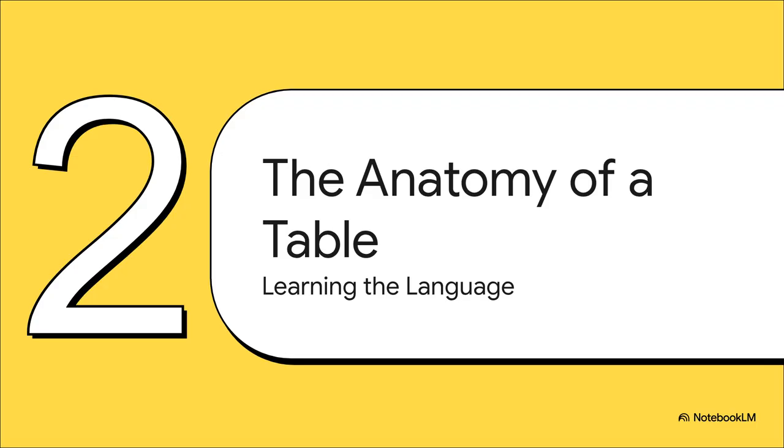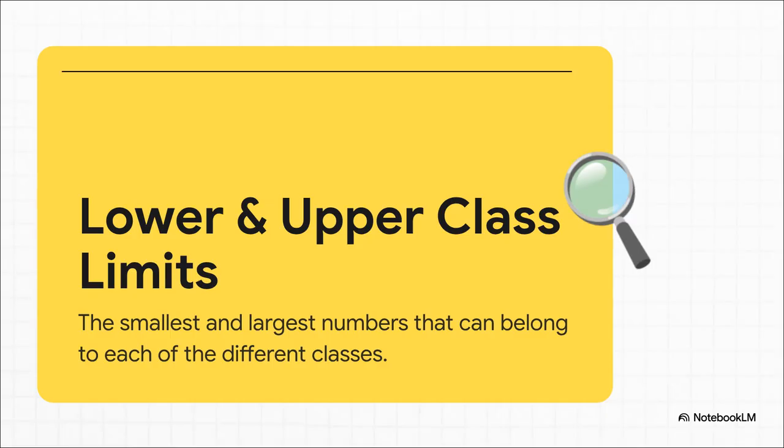Okay, so before we can build one of these tables, we've got to learn its basic parts. Let's just quickly go over the essential vocabulary so we're all on the same page. Every category or class needs clear bookends, and we call these the class limits. So for a group like 15 to 29 minutes, 15 is the lower class limit and 29 is the upper. Simple as that. They just tell you the smallest and largest values that can fit inside that bin.